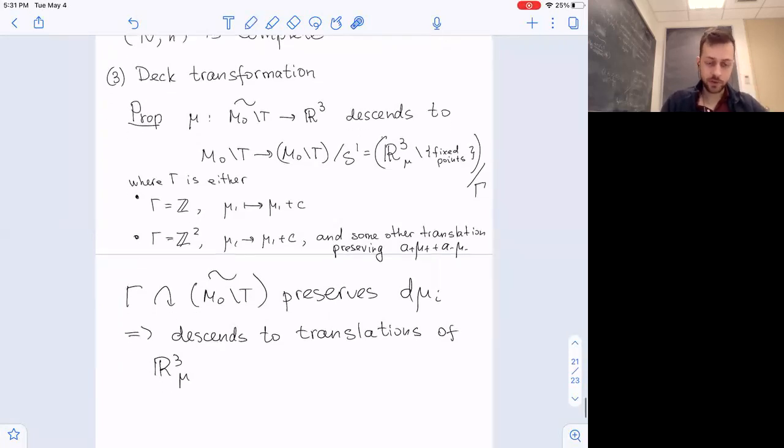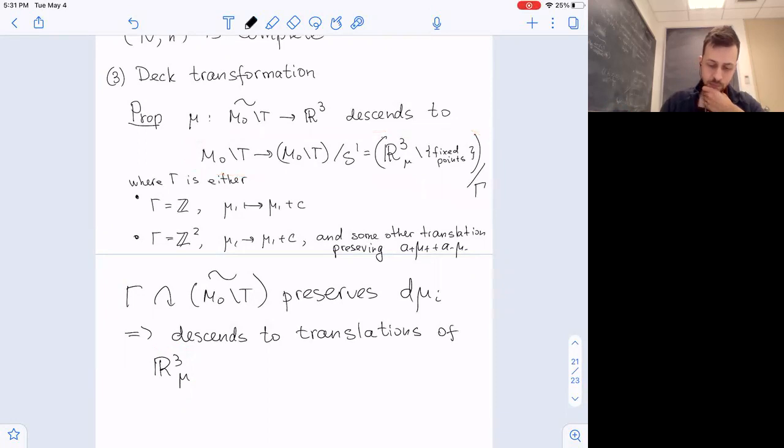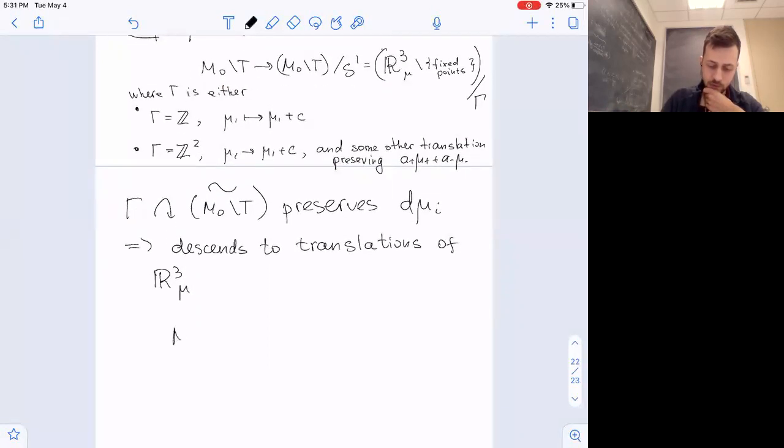So now you need to explain first that this group acting by translation on R3 acts freely and properly discontinuously, and as long as you can show it, you will get this reduction. Basically, you have M0 minus T moment map. The honest moment map goes to R3.